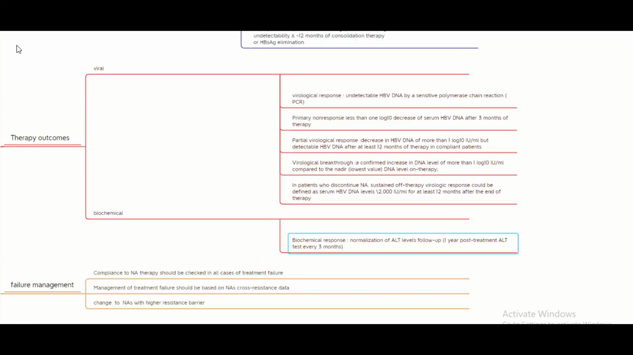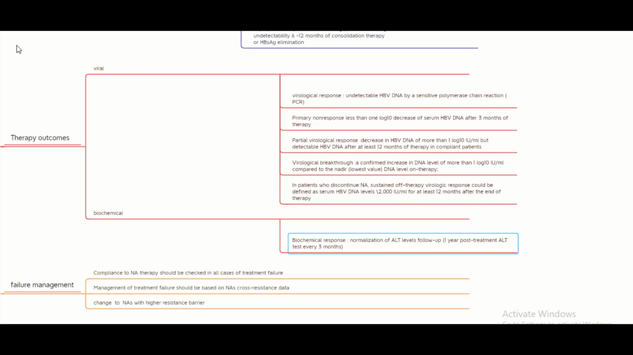In terms of our therapy, we can check two measures. The first measure is viral and the second is biochemical. Within the viral, we have the viral response, or virological response, which is usually checked by PCR. The PCR should show undetectable HBV DNA. This is when we have an adequate viral response to our therapy.